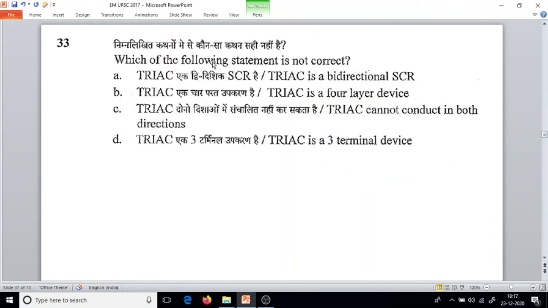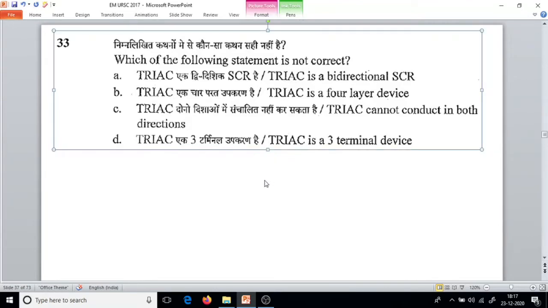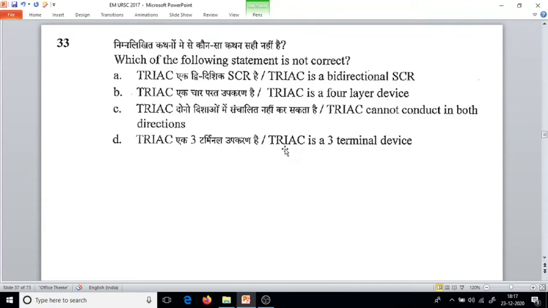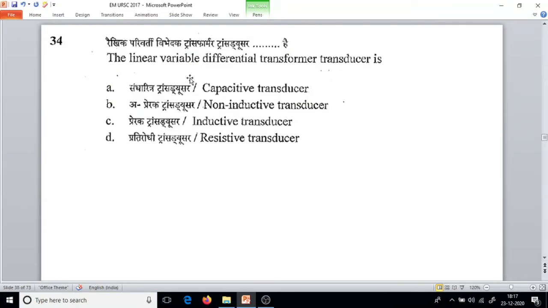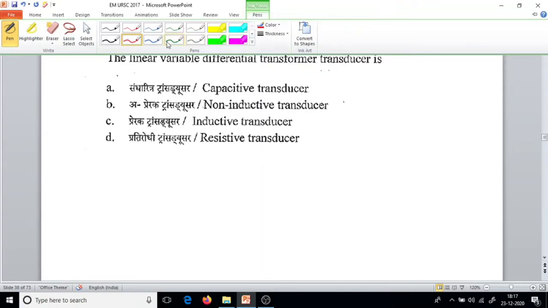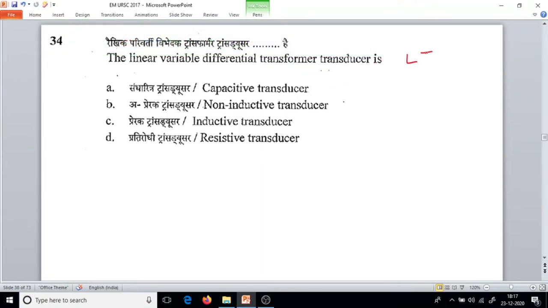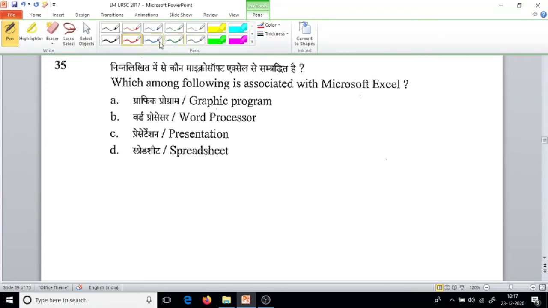Question number 33. Which of the following statement is not correct? The right answer is option D. No, not D. Triac cannot conduct in both directions. This is the wrong statement, because triac can conduct in both directions. Question number 34. The linear variable differential transformer transducer, that is LVDT, is an inductive transducer. It is a coupled transformer kind of thing. So it is an inductive transducer. Question number 35.